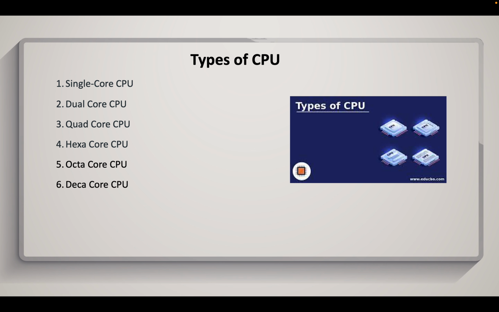Now we will be discussing the types of CPU: single core CPU, dual core CPU, quad core CPU, hexa core CPU, octa core CPU, deca core CPU.